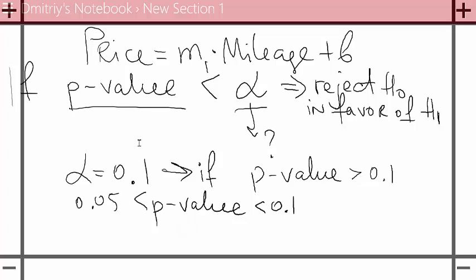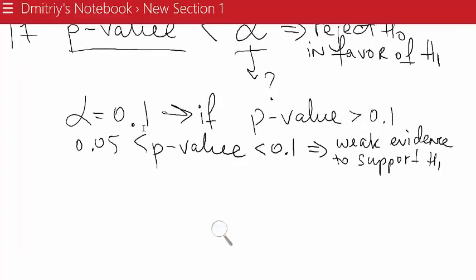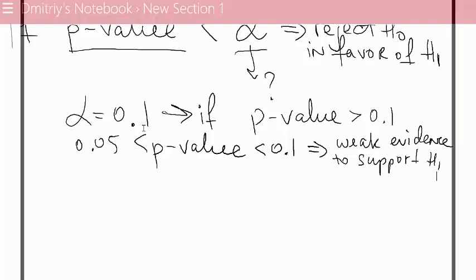So it's kind of small, right? Less than 0.1, but it's not very small. It's more than 5%, okay? So in this case, statisticians say that there is weak evidence to support the alternative hypothesis, to support H1, right? So the p-value is kind of small, but not very small.